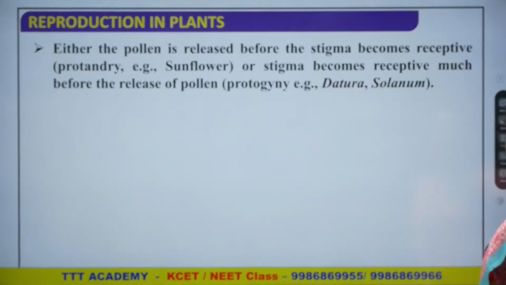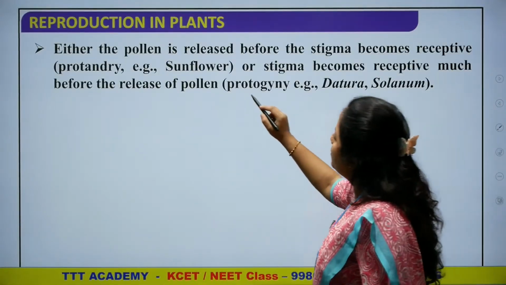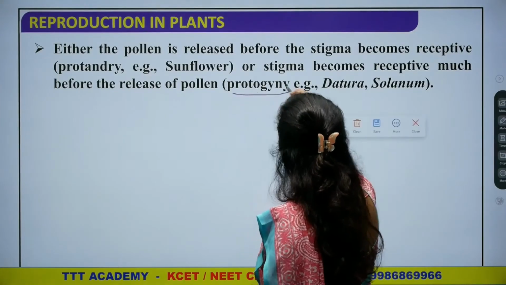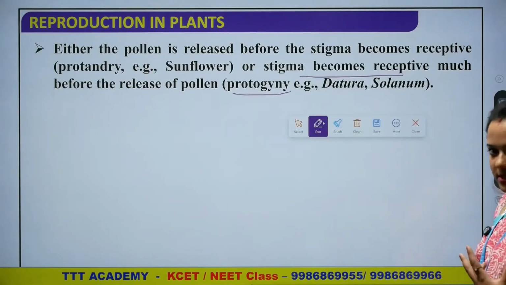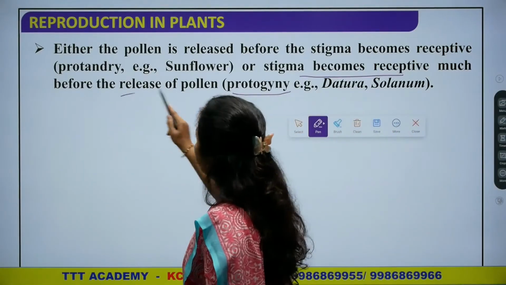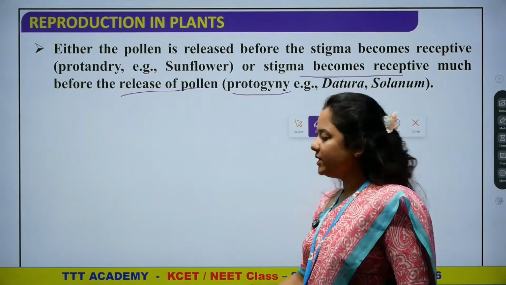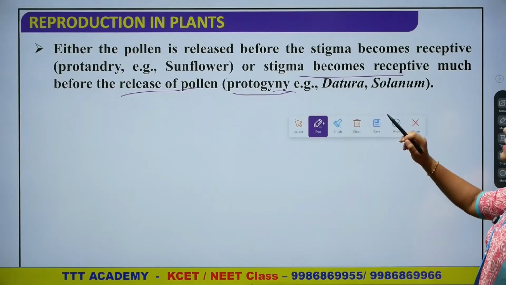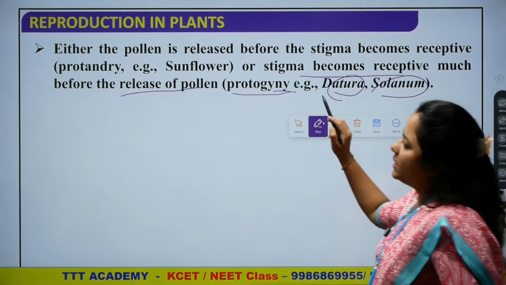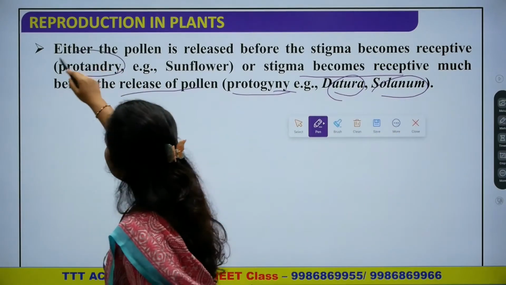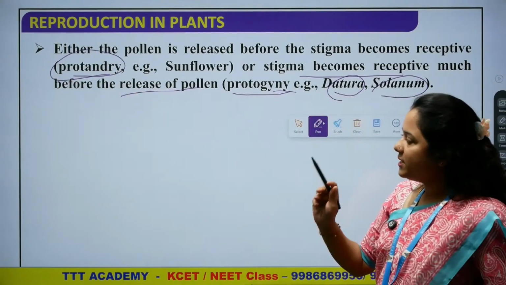What is it called? Protogyny. Protogyny is the condition where the stigma becomes receptive first, before the release of pollen grains. Okay, that is protogyny. So examples are Datura and Solanum. Now, what is protandry? Protandry is easy to remember.